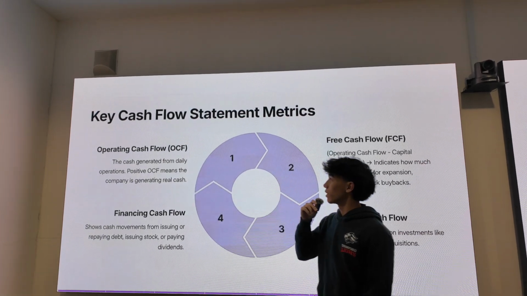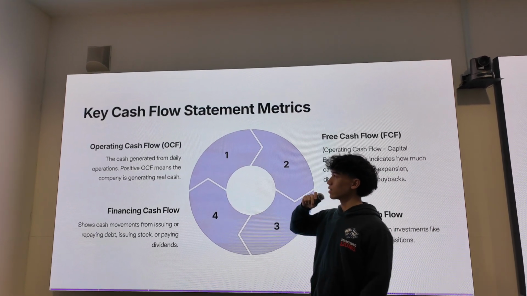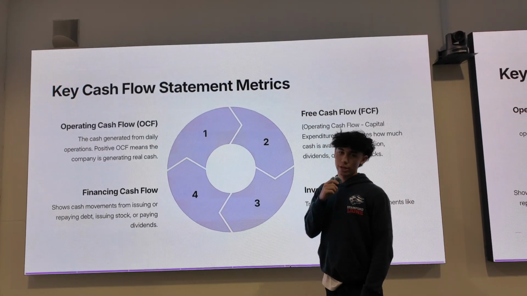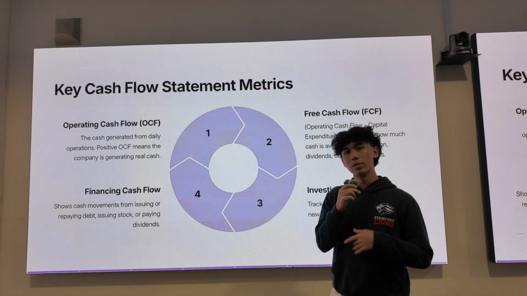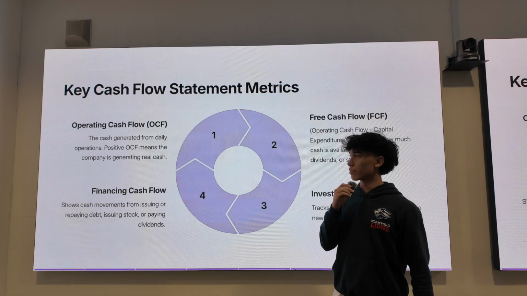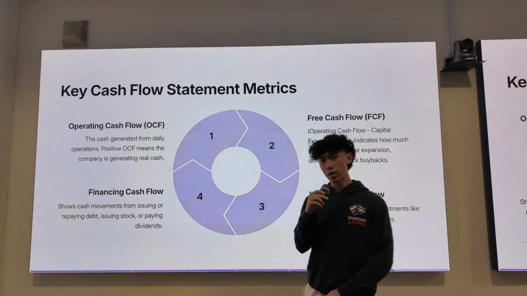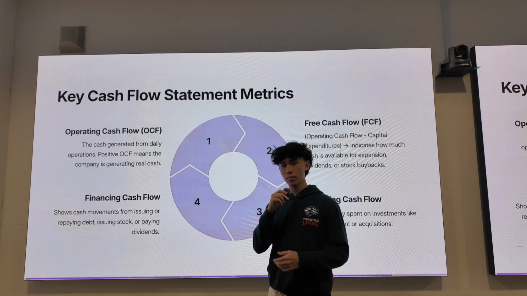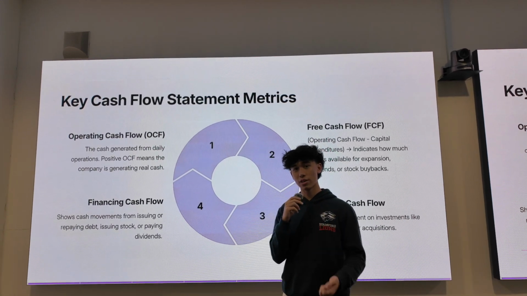So these are some key metrics that we want to look at. First is the operating cash flow, also known as OCF. It is the cash generated from daily operations, a company selling their goods. A positive OCF score means that the company is getting real cash, meaning that they are earning profit in the form of cash rather than credit.